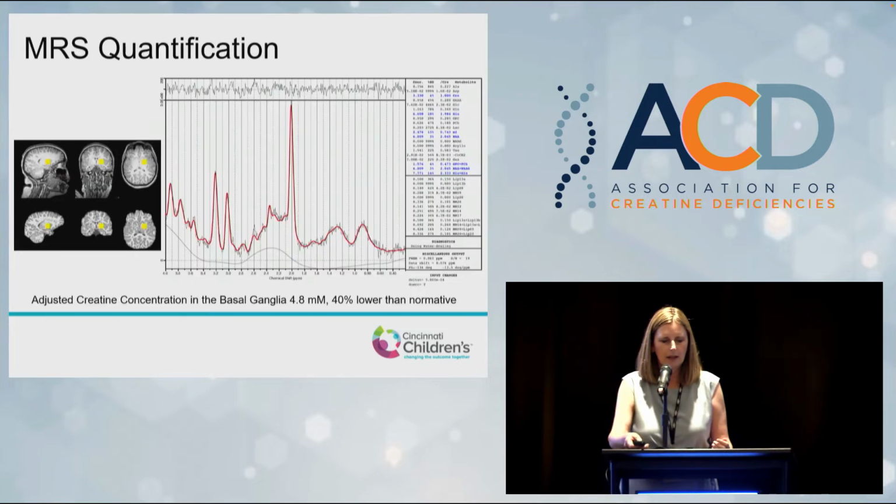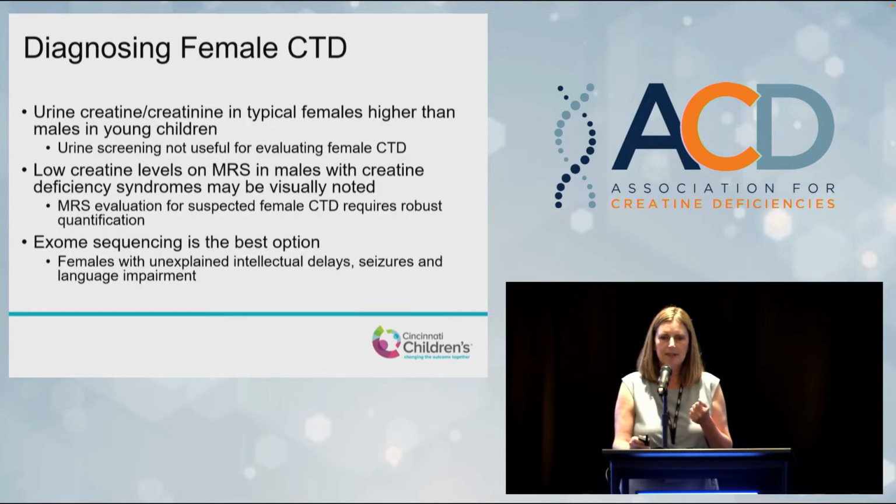So what I did was I extracted the raw data from our scanner and was able to do proper quantification. And when I did this and compared it to typically developing children at our facility, the creatine is actually 40% lower. So from my experiences working with Dr. DeGraw, when we evaluated some of the first families with CTD, we scanned their mothers, their aunts, their grandmas, their sisters. We found somewhere between 40 and 60% of normal creatine levels in the brains of the females. So diagnosing female CTD is very difficult.